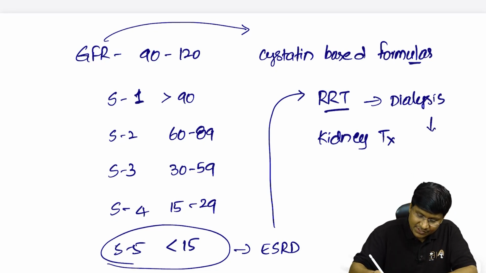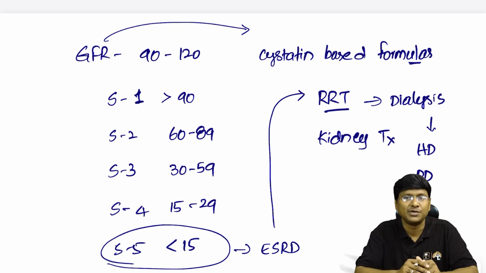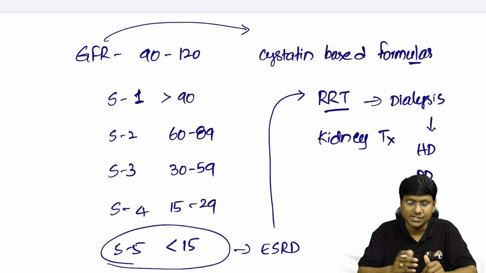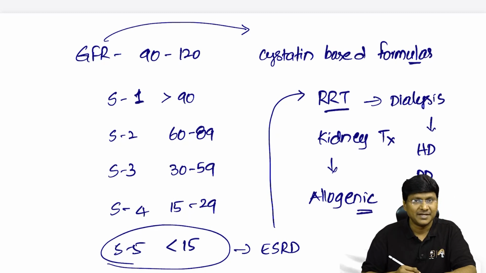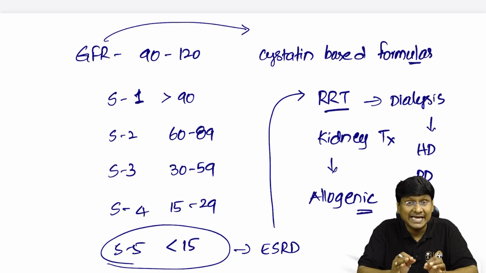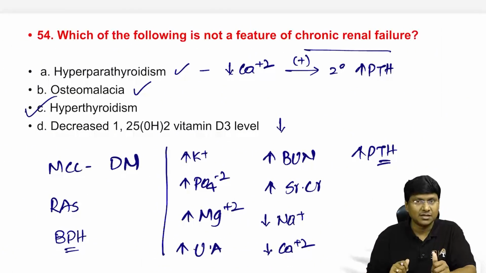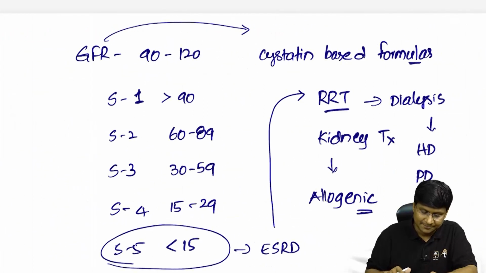If you take dialysis, we have two forms: hemodialysis and peritoneal dialysis. And for kidney transplantation, an allogenic kidney transplantation has to be done, preferably from a family member, the first degree relative. So this is the discussion related to chronic renal failure.